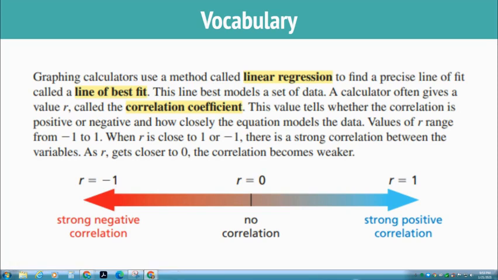In this video, we're going to talk about how to use Desmos to find the equation of a line of best fit for your scatter plot. And we are also going to talk about what's called a correlation coefficient.